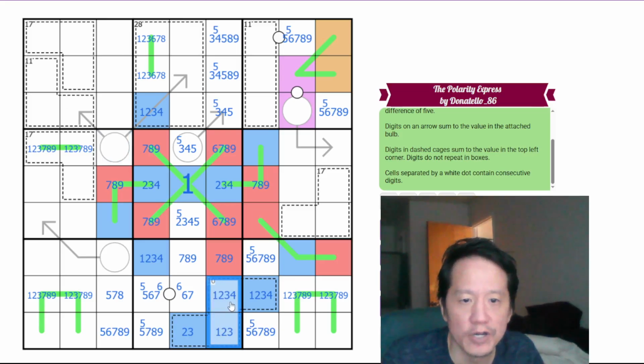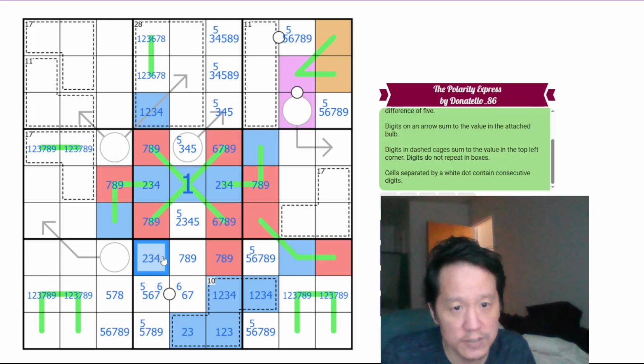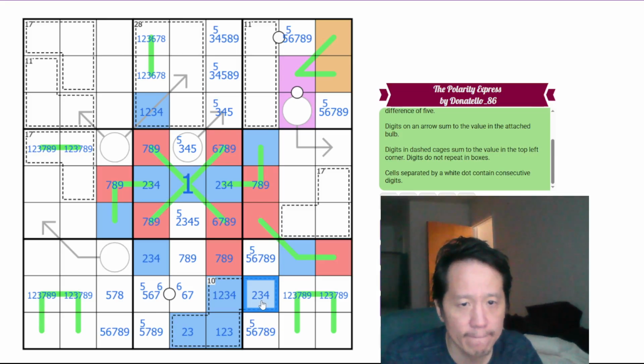Where is the 1 in column 6? It has to be here. Therefore, this cannot be 1, which is the same digit as that digit, so this can't be 1. What else do we have? 5 has to be either here or here. We're not sure which. Okay, so what are the possibilities for this, I guess?